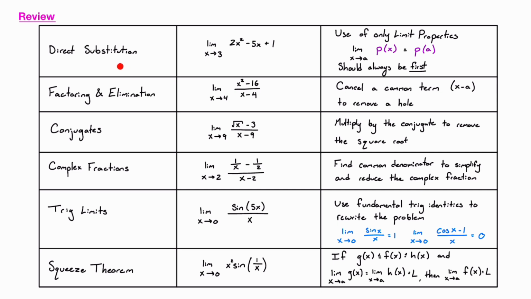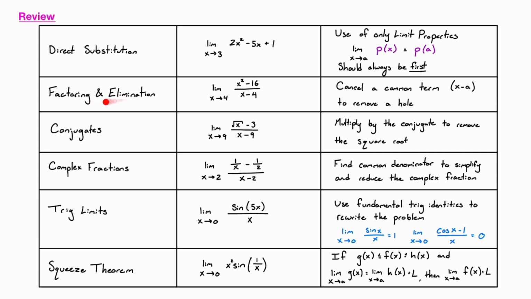And as a review, here are our limit techniques. So we've got direct substitution, which is what we did in our last video, which is using limit properties, especially our polynomial rule. And this should always be the first thing that you try, just in case you are able to solve it using direct substitution. You want to be able to do that first before wasting any time doing any of these other techniques, before realizing that you could have just plugged it in.